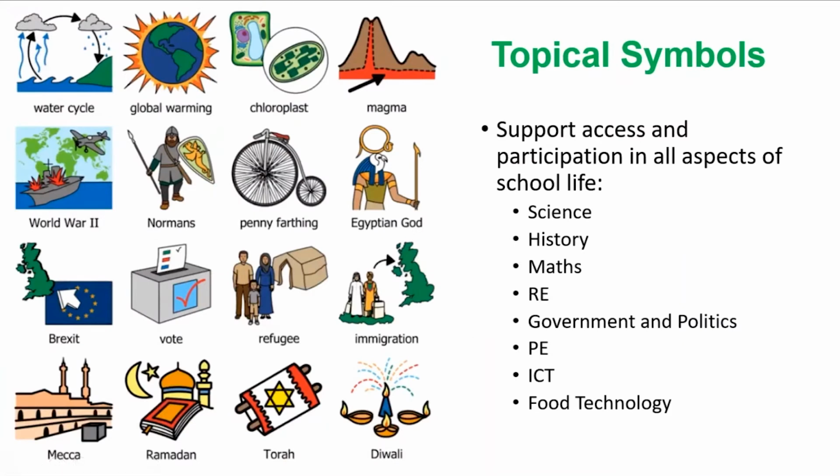Okay. Then there are topical symbols. So sometimes Boardmaker will be asked to add symbols, and any user of Boardmaker is welcome to suggest. You can email Spectronics and suggest a symbol that you would like added. But adding symbols which supports school life in particular for science, history, maths, religious instruction, government and politics, physical education, ICT, food technology, etc.